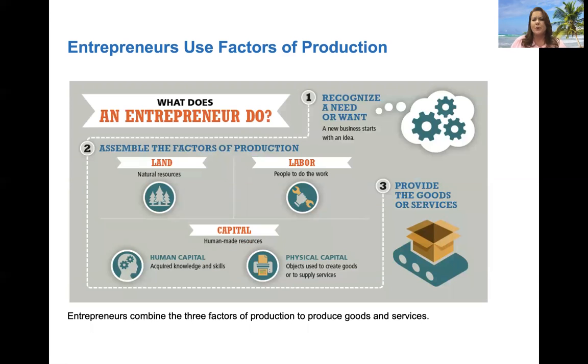Now, what does an entrepreneur do? The first thing is you've got to recognize a need or a want. You've got to have an idea. Or, like somebody did with the phone: everybody likes their iPod, everybody likes their phone, is there a way to get it all in one? Then they're going to take those factors of production, the land, labor, and capital, and somehow assemble it to provide this good, or it could be a service. Okay? It could be a service.